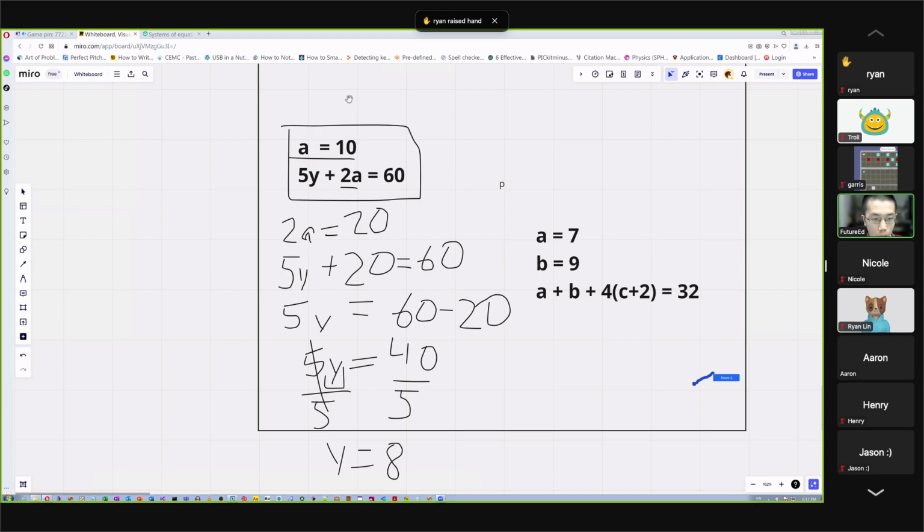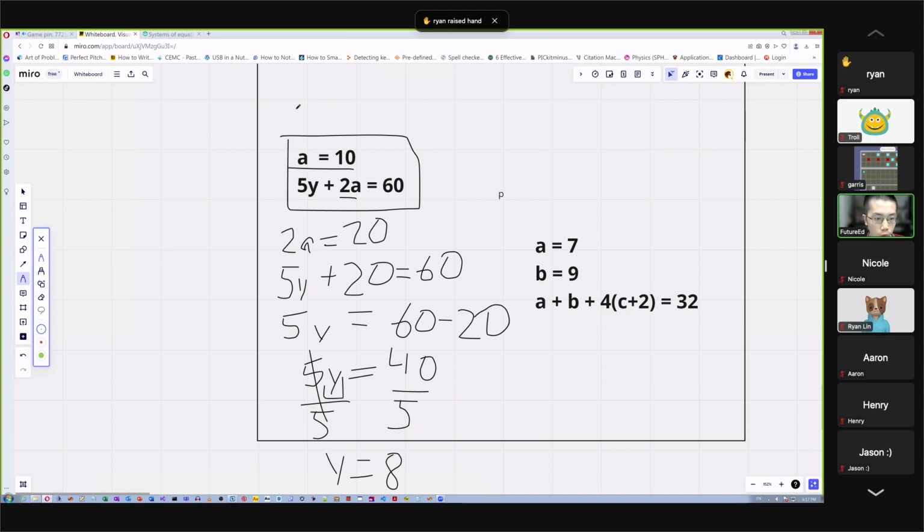Ah, okay, awesome. So if you put 5 times 6, and then we add 2 times 10, this is just 30 plus 20, and as you said, the answer is 50 and not 60. So we know that if y is 6, it can't possibly be the answer.